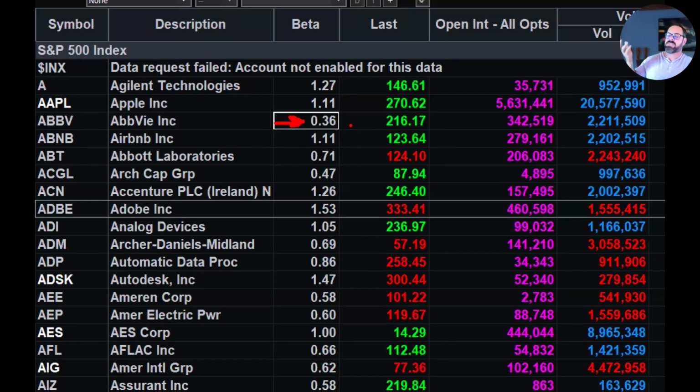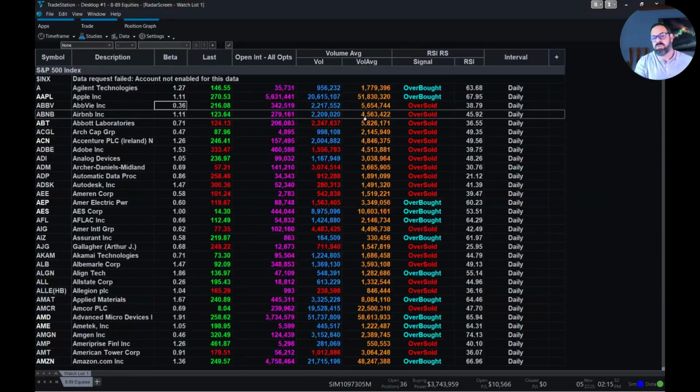AbbVie would still move positively with it, but it would only move up 0.36% compared to Accenture or Adobe, which is highlighted right there. Adobe has a 1.53, which means that it's 53% more volatile than the broad market. So it'll move in the same direction as the broad market, but it'll move 53% faster overall. So again, the tools are there.